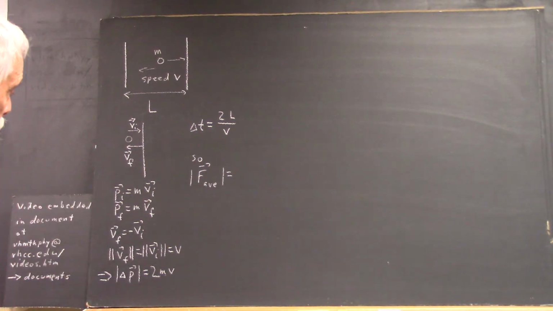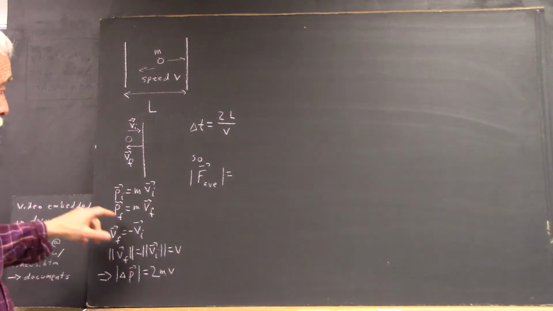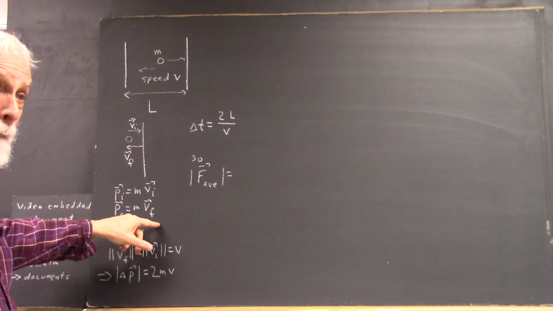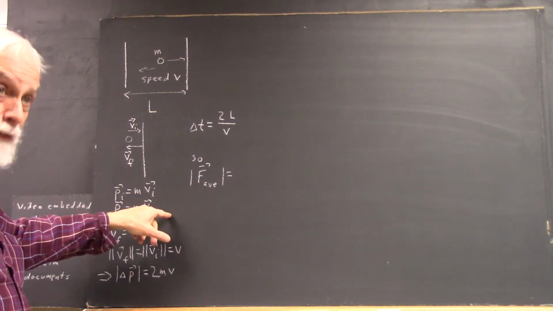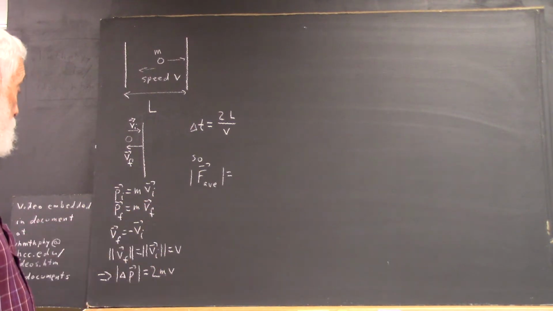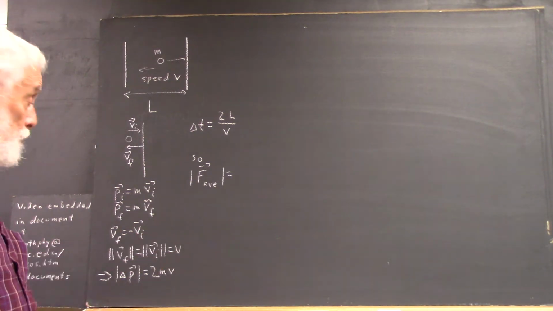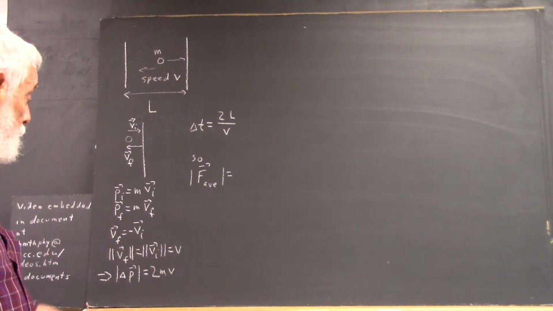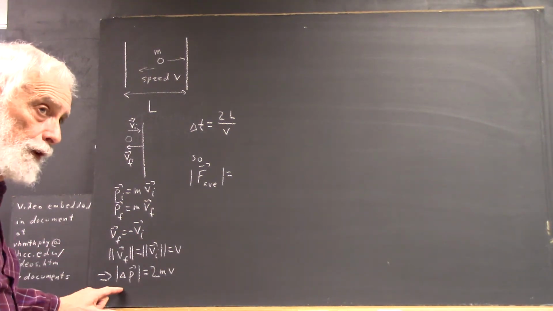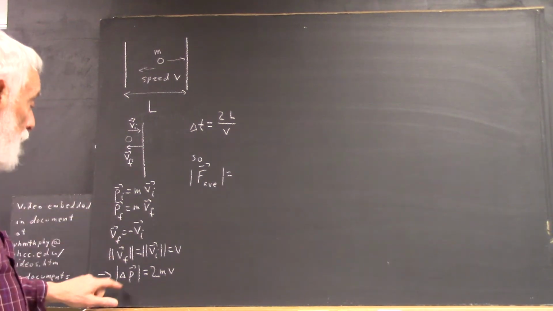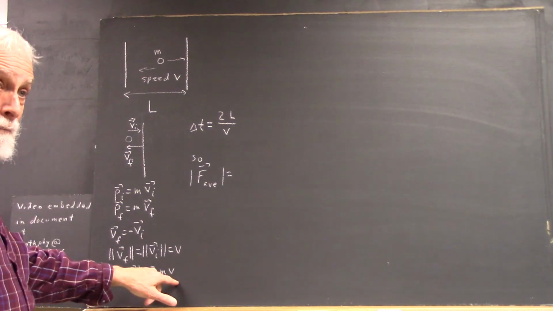But what we can say is the initial momentum is mvi, the final momentum is mvf, right? Where these are now the vector velocities. The magnitudes of both velocities are v, but they have opposite directions. vf is negative vi, so that the change in momentum has a magnitude of 2mv.